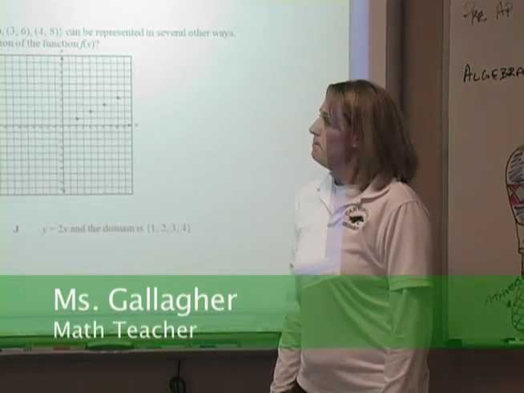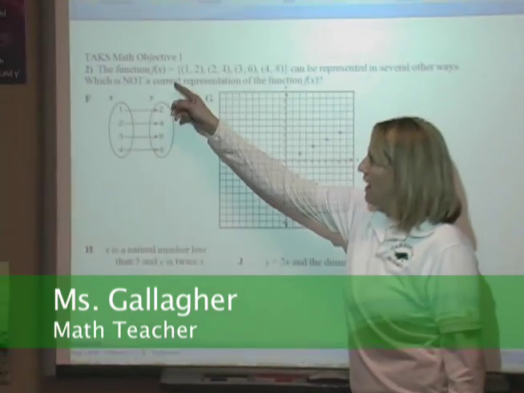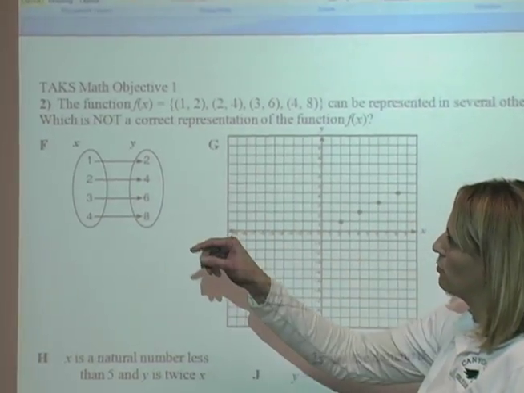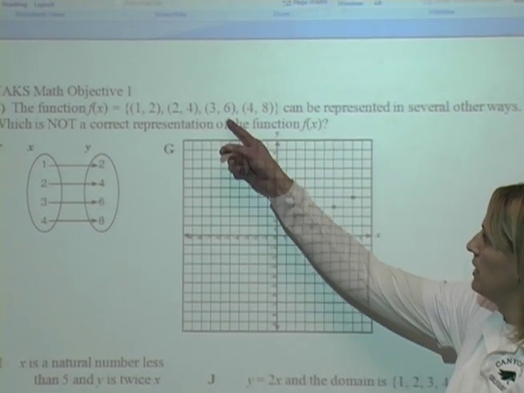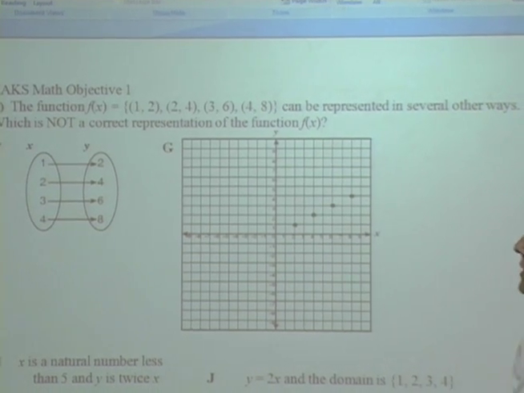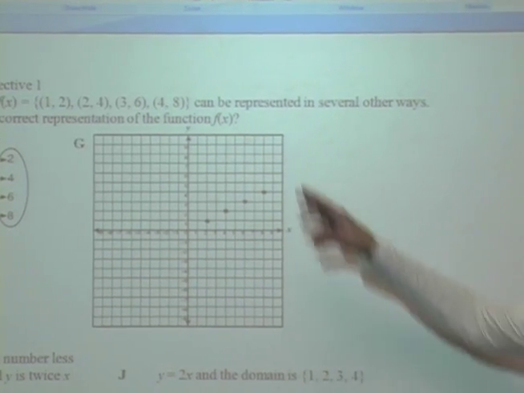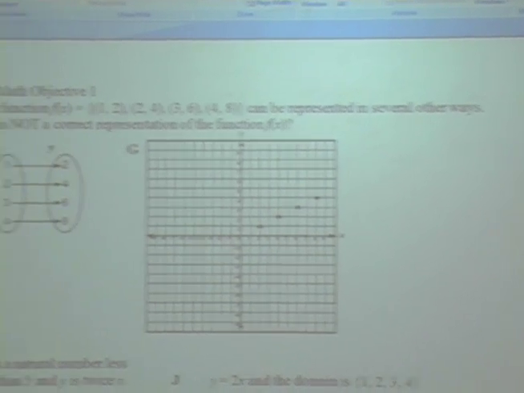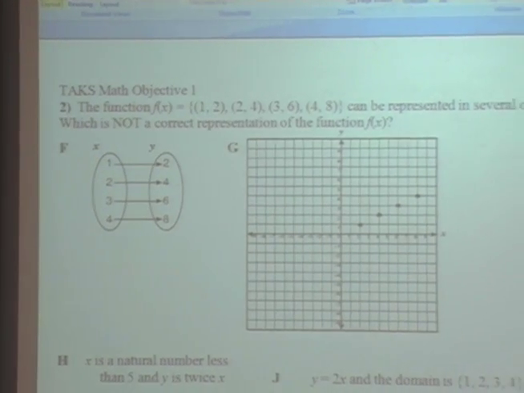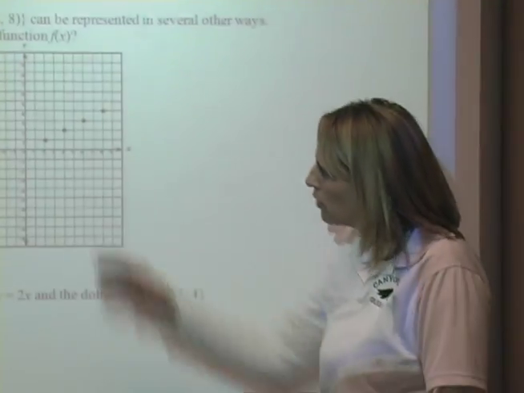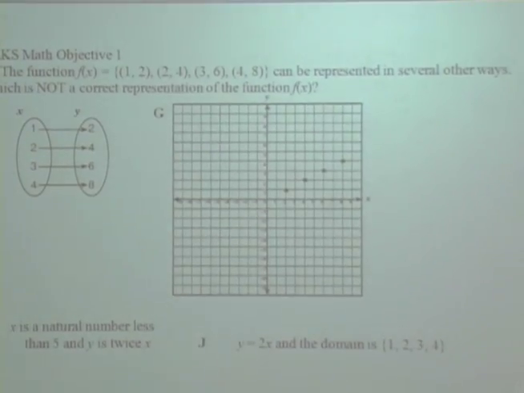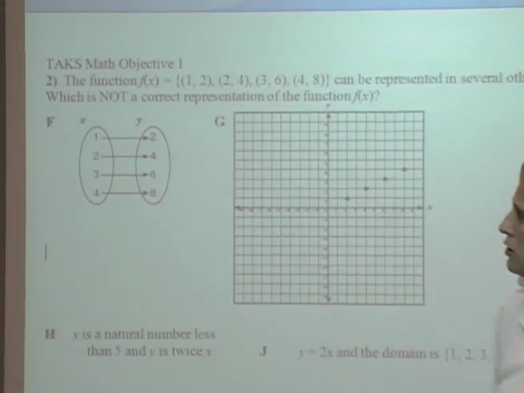Today's test question involves the function f(x), which is the set of ordered pairs (1, 2), (2, 4), (3, 6), and (4, 8). They all can be represented in several other ways. Which of these ways is not a correct representation of this function? So we're going to go through each one of these and see if it represents the following function.